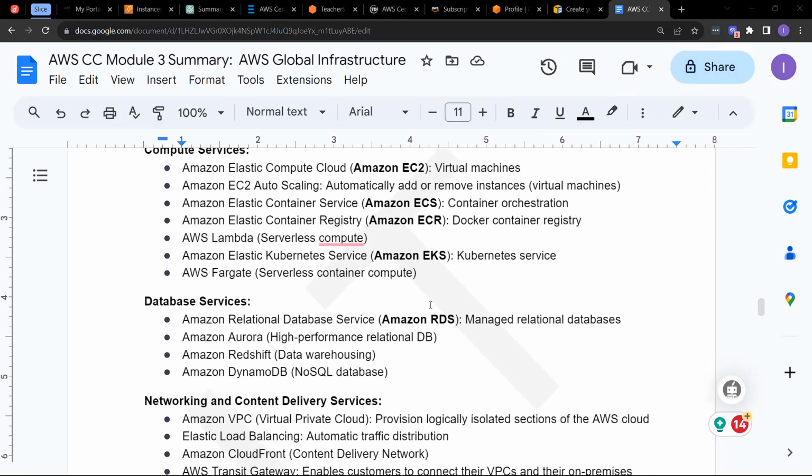All right, so there are database services as well. Amazon RDS, which is a managed relational database, and Amazon Aurora for a high performance relational database. There is Redshift for data warehousing, and then Amazon DynamoDB for NoSQL database.